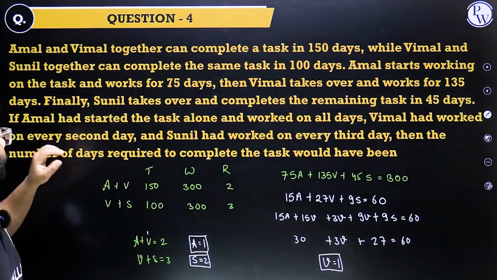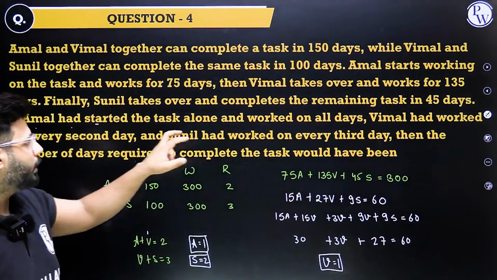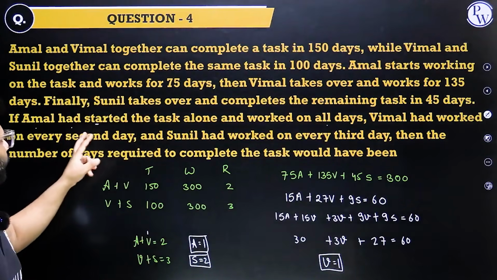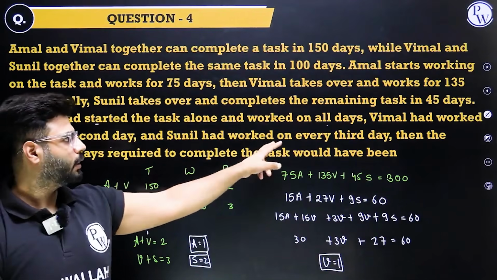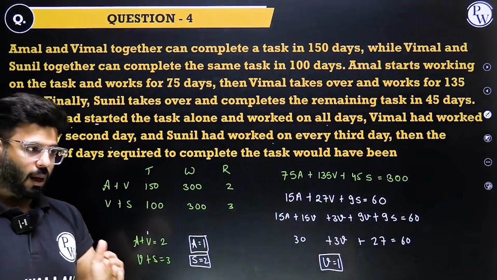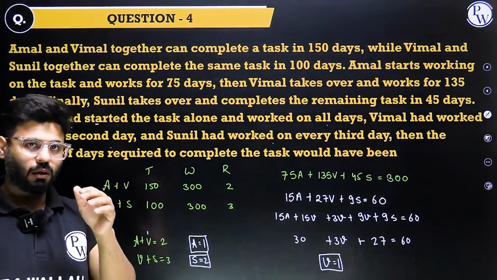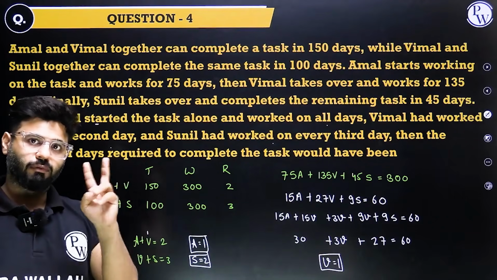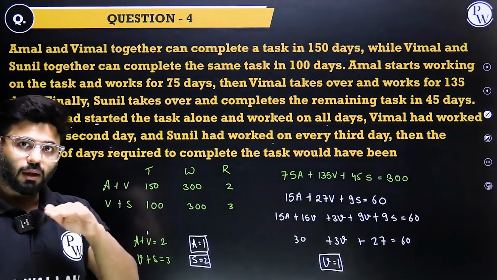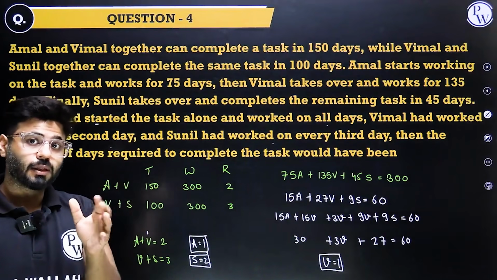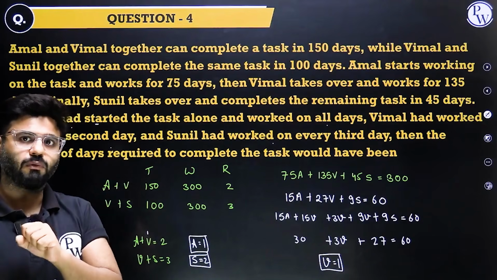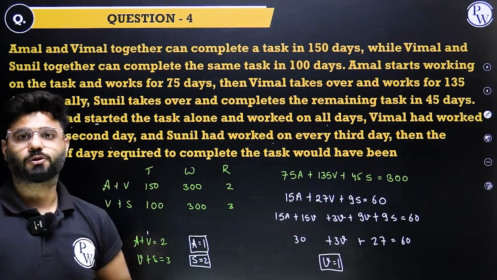Now the question says if Amal had started the task alone and worked on all the days, Vimal had worked on every second day and Sunil on every third day. So it's a cyclic pattern, but not a straight one. Amal on every day, frequency 1. Vimal on every second day, frequency 2. Sunil on every third day, frequency 3. Now the cycle will be of how many days? LCM of all these frequencies, 1, 2 and 3. LCM of 1, 2 and 3, 6-day cycle it has to be.